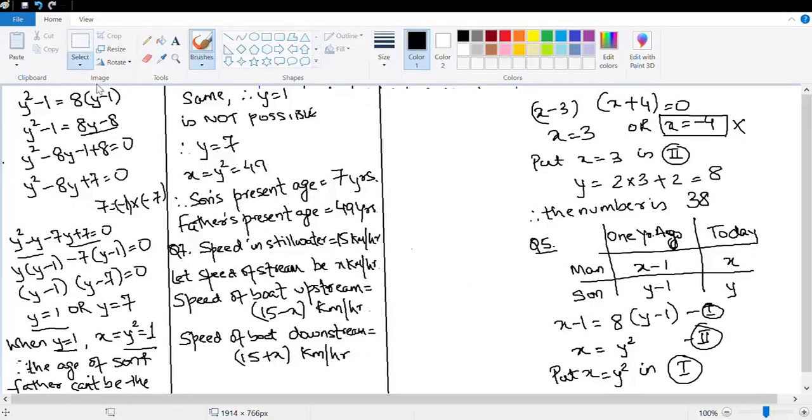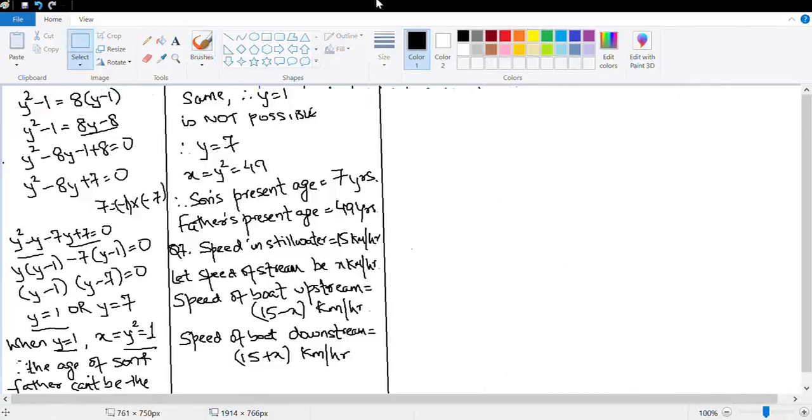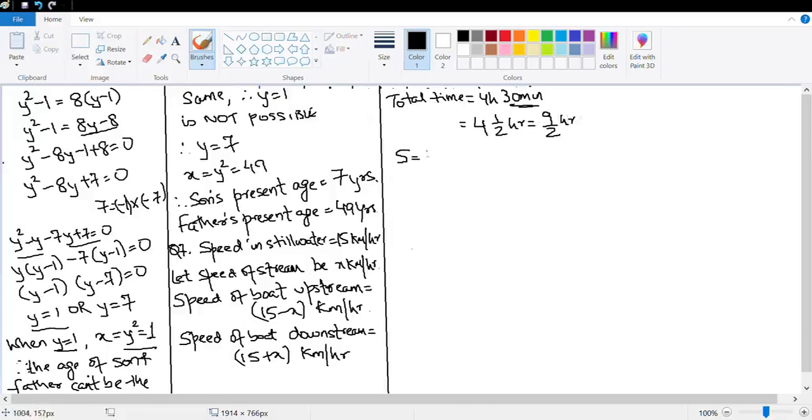Perfect. So I have the basic question now. Let's read and let's solve what I need to solve now. So let's read. It says anything else given? It says it travels a distance of 30 kilometer upstream and 30 kilometer downstream to the original point in 4 hours 30 minutes. So total time is 4 hours 30 minutes. Since the speed is given in hour, I should convert this into hour, which means 4.5 hours, which means 9/2 hour.